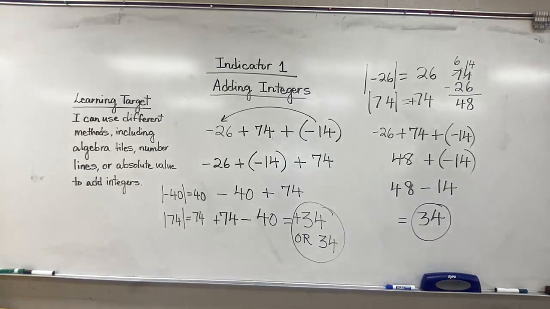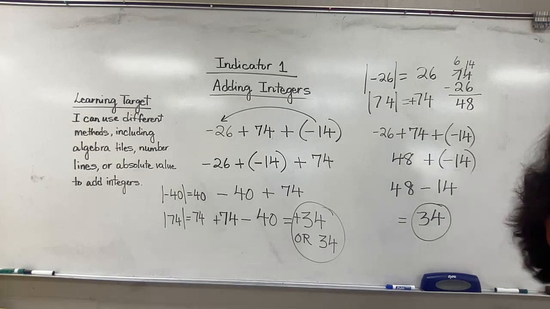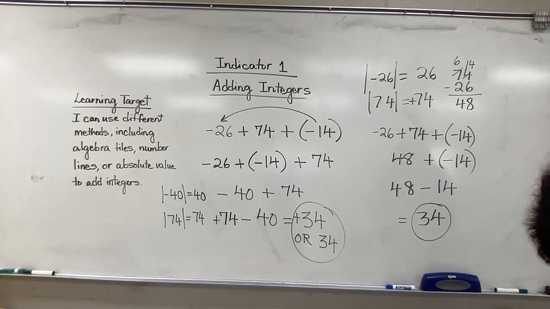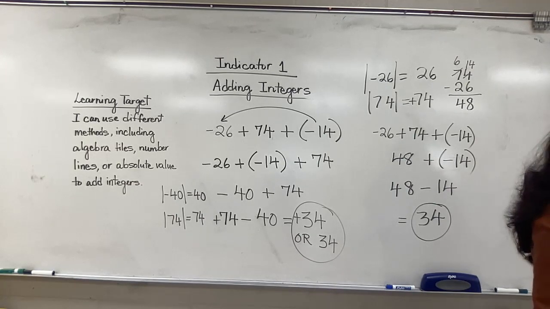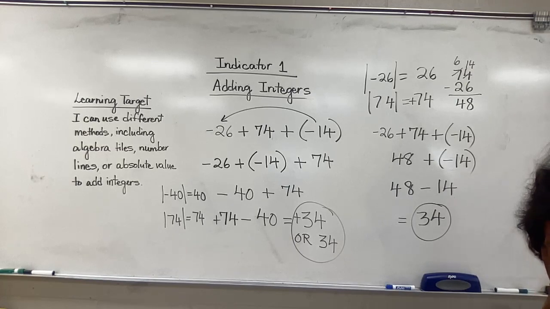So basically, just remember these rules. Once again, when you are adding integers with the same sign, add the absolute values of the integers and then use the common sign. When you are adding integers with different signs, you subtract the lesser absolute value from the greater absolute value and use the sign of the integer with the greater absolute value.